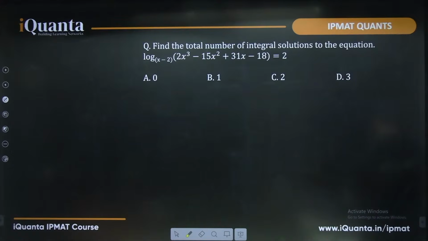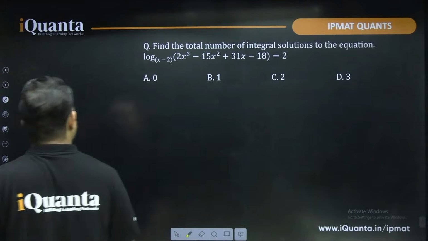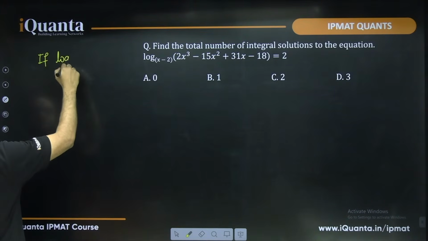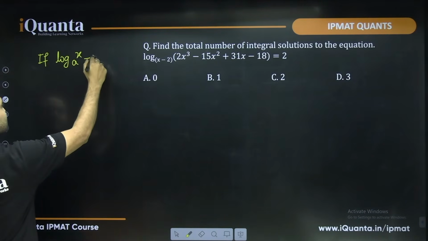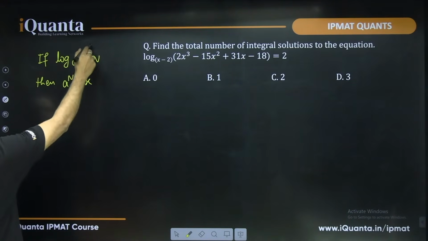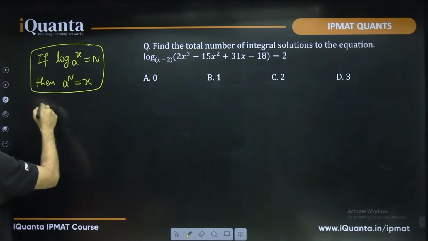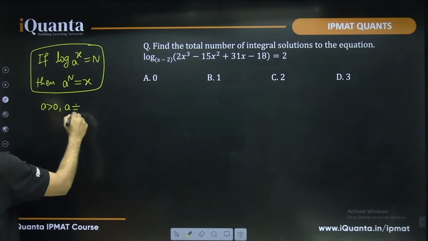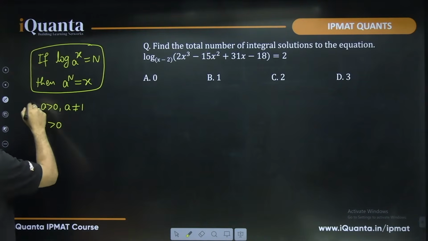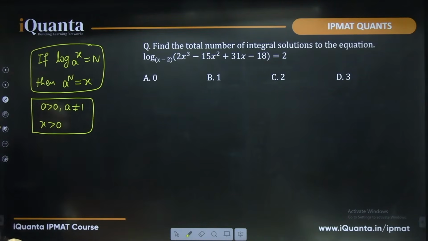Two values. Are you sure? So what do we know about log? That if log x to the base a is equal to n, then we can say that a to the power n is equal to x, right? Here a should be greater than 0, a should not be equal to 1, as well as x should be greater than 0.